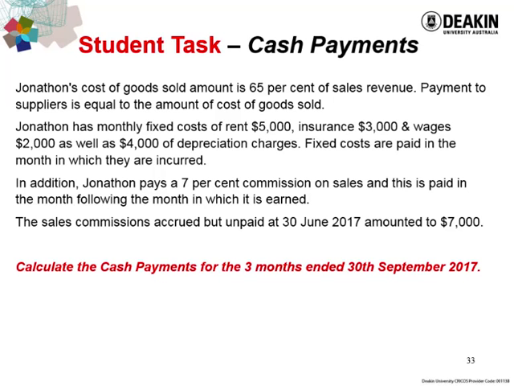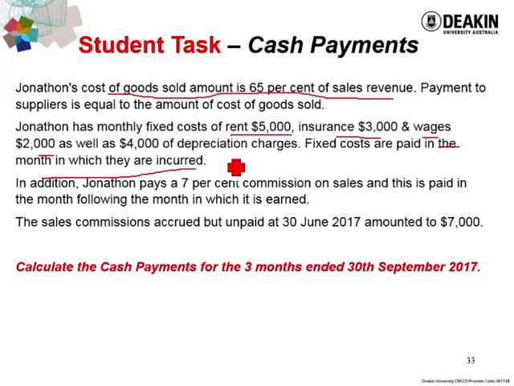Following this, we are required to prepare cash payment budget. Note, this is a very important information. Cost of goods sold equals 65% of sales revenue, meaning the company pays suppliers at this amount when they purchase the goods. Monthly fixed costs include 5K rent, 3K insurance, and 2K wages. All these will have cash effect. They are cash outflows and they are paid in the month in which they are incurred.